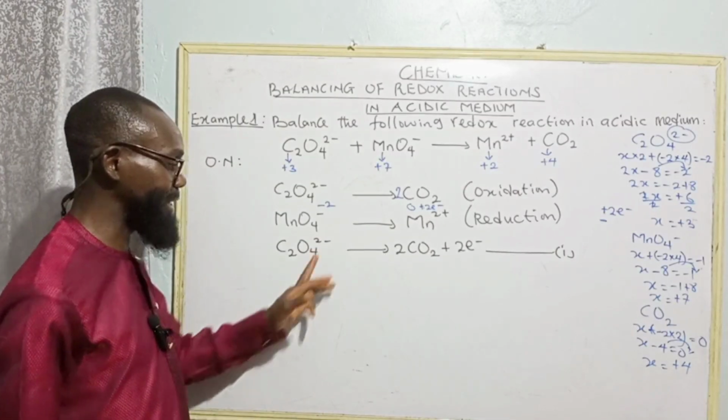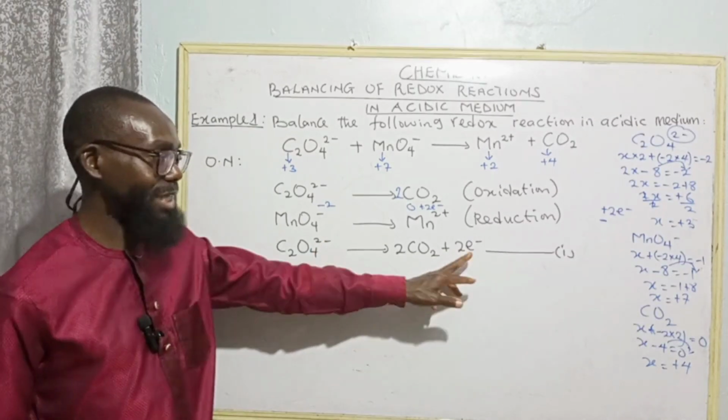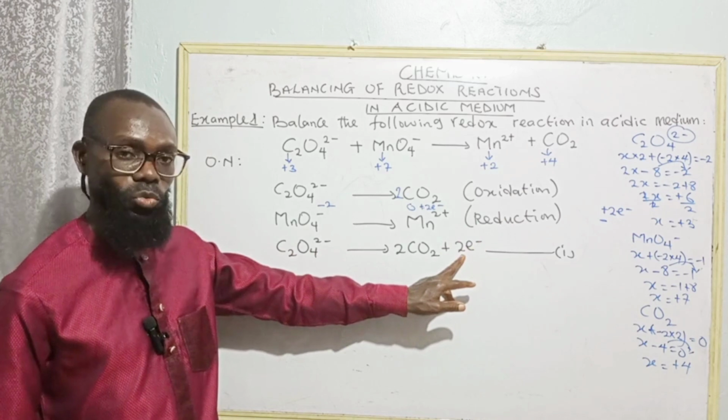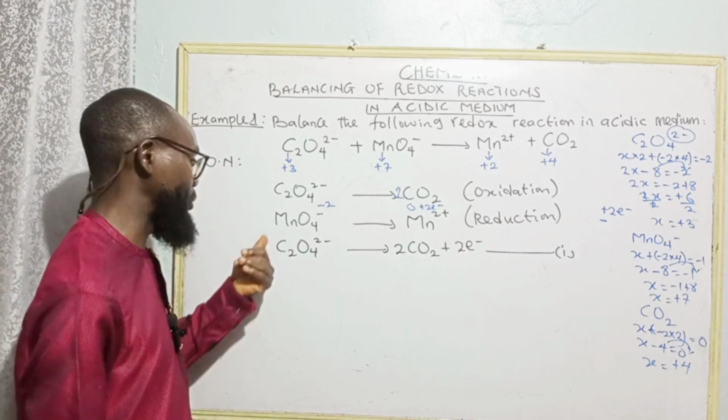If you now look at this, the charge here is -2. The charge here is also -2. That is plus and minus, then with this 2, -2. Now, move on to the second one.